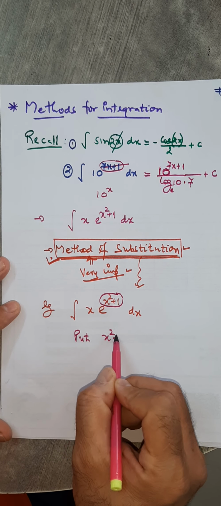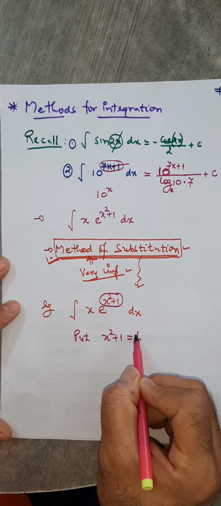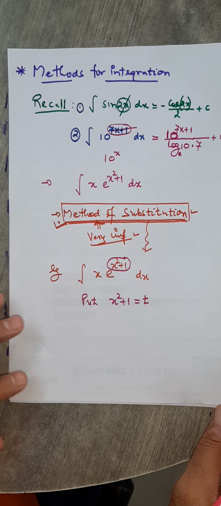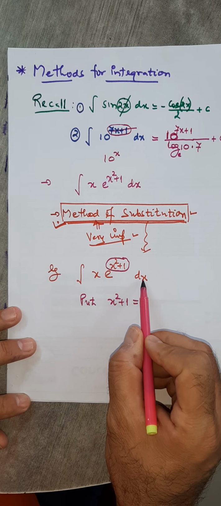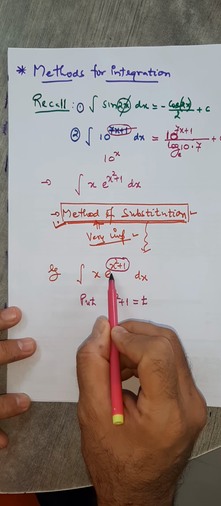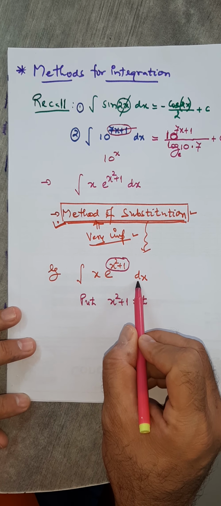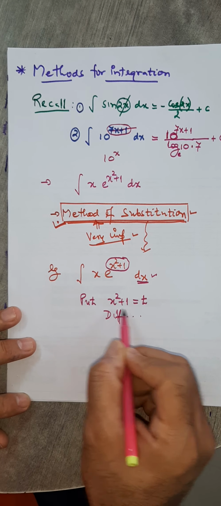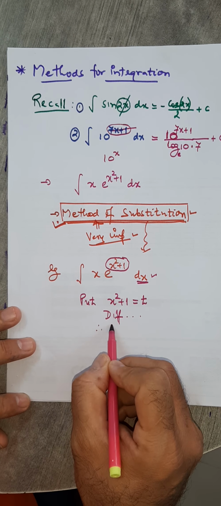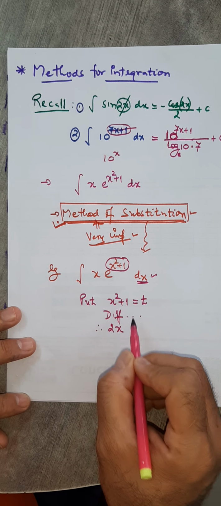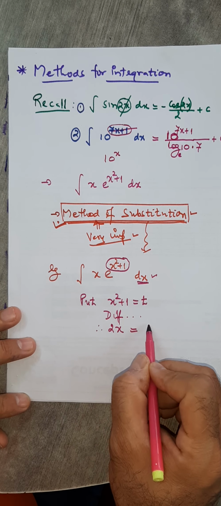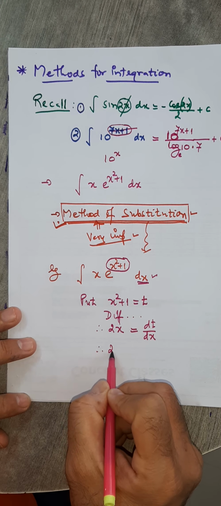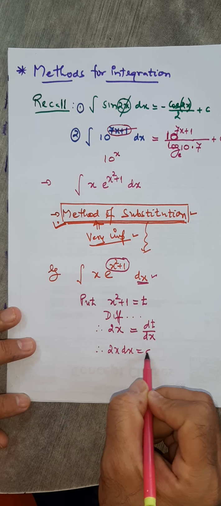I'll put x square plus 1 equals some new variable, t. Usually in integration, t is used. So I'm taking this substitution. Now here you have dx, and this will be e raised to t. So your question should be in the form of dt. For that we differentiate this. The derivative of x square is 2x, and of 1 is 0. The derivative of t with respect to x is dt by dx. I'll take dx over here. So 2x dx equals dt.